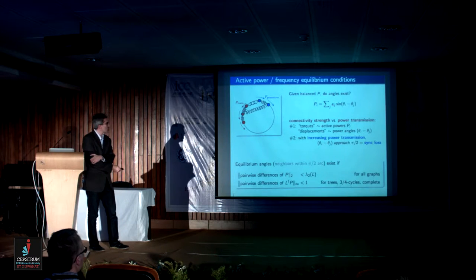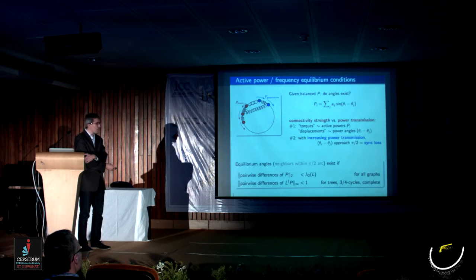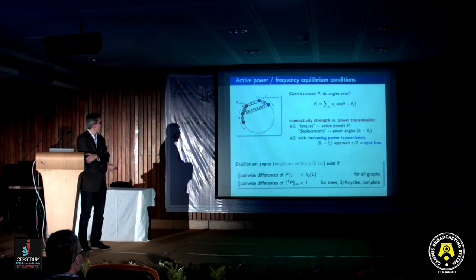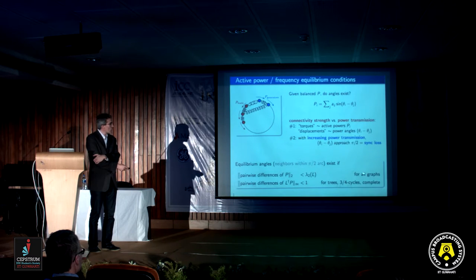So these are the theorems that we were able to write, which talk about the fact that if you look at the pairwise differences in the power and you look at the two norm of it, so that's related to how much power you're trying to transmit, if that quantity is less than lambda over 2, which is a measure of the connectivity of the spring network, then in fact it is true that equilibrium angles do exist. And that's true for all graphs.